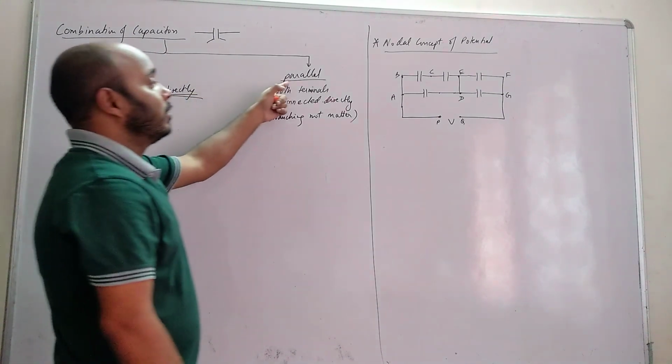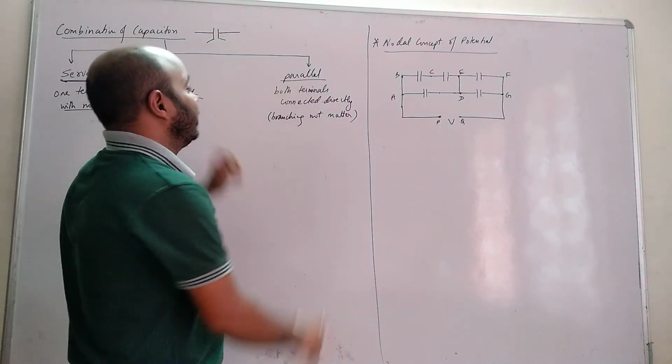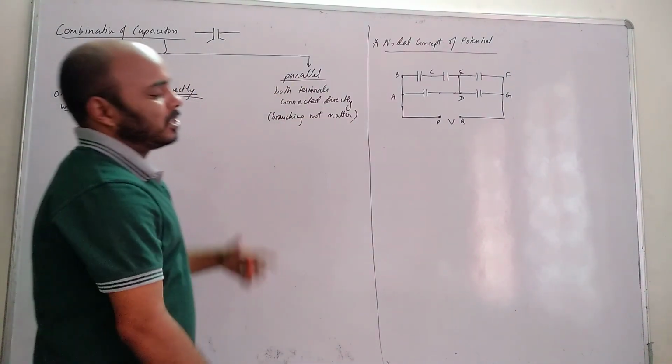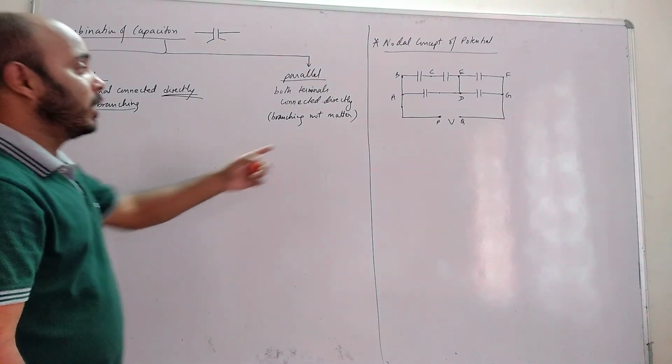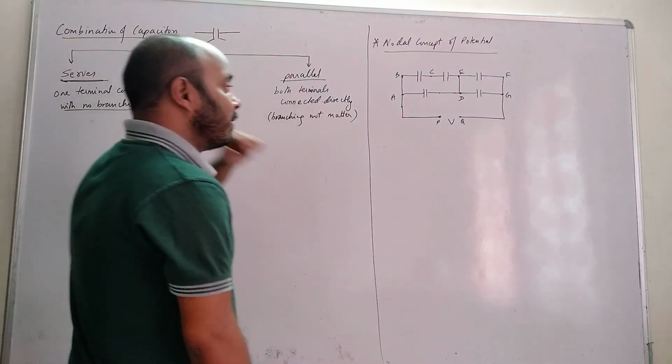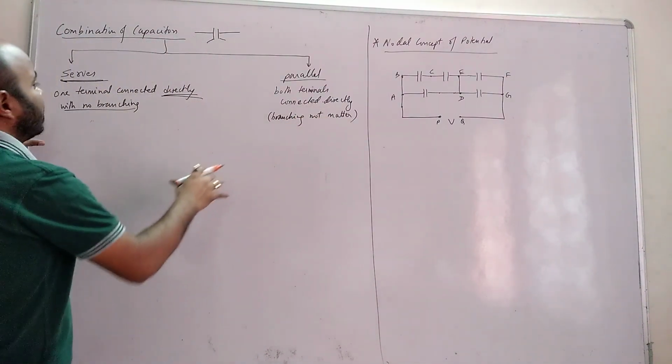Now in parallel, both the terminals are connected directly. Branching doesn't matter here. There may or may not be branching, no problem. But both the terminals should be connected directly. Directly means again only a wire should be there. So let's talk about a few examples related to these two.